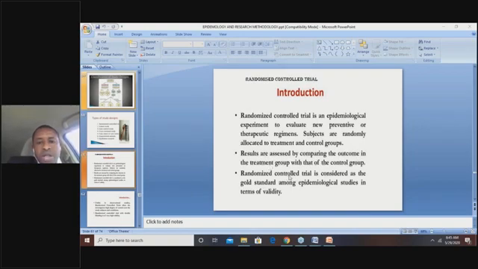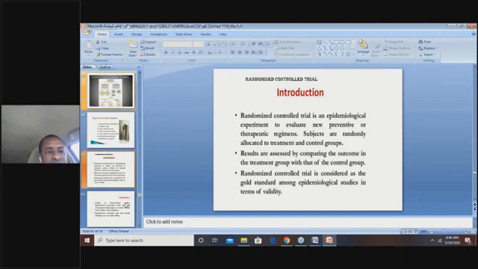So randomized control trial is considered as the gold standard among epidemiological studies in terms of validity. So when you look at epidemiology studies, randomized control trial is believed to give the best result. Okay, because you know the chances of the trial being manipulated is a little bit limited.